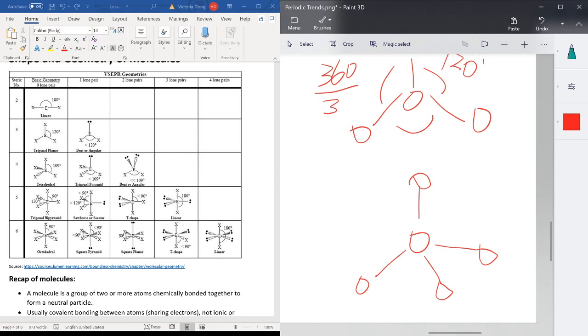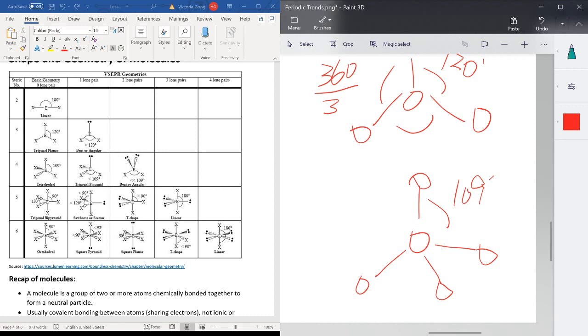So basically, we figured out that this distance is actually 109 degrees. This angle measure is the farthest. Some people say 109.5, but that's the farthest you can get 4 things away from each other, surrounding a central locus.